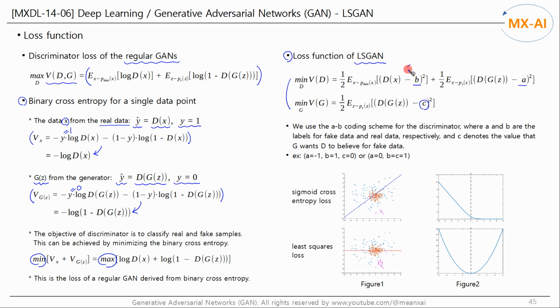For D, it is minimum when each term is 0, so it's minimum when D(x) becomes b, and D(G(z)) becomes a. And for G, it is minimum when D(G(z)) becomes c. For example, we can use the following values for a, b, and c. We will look at this in more detail on the next page.